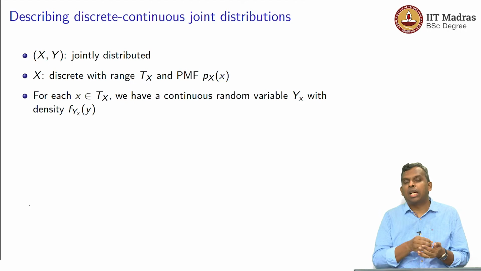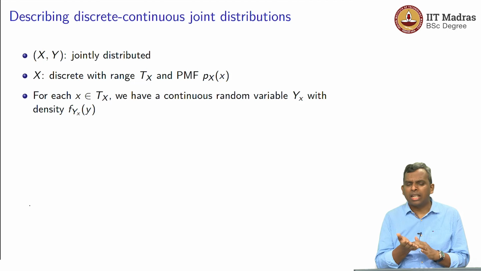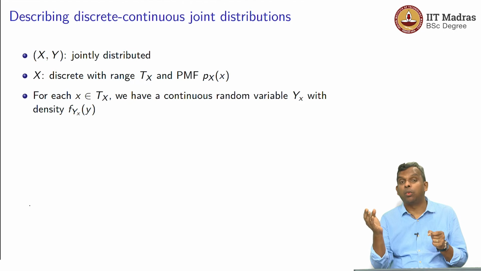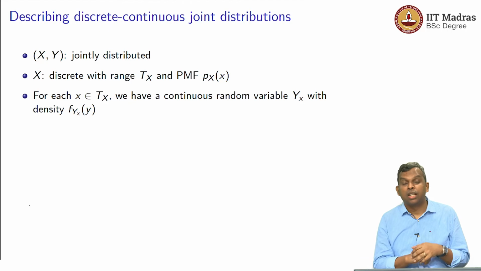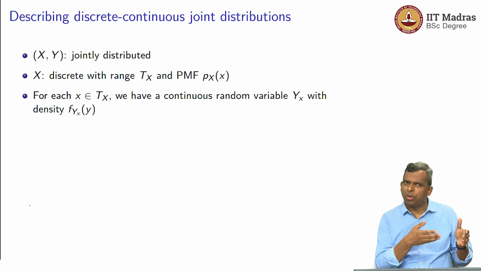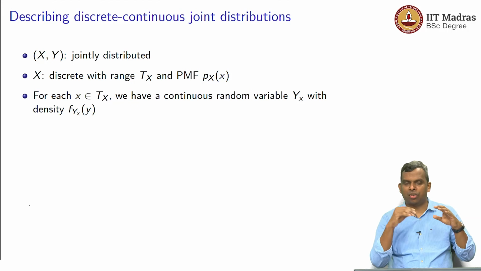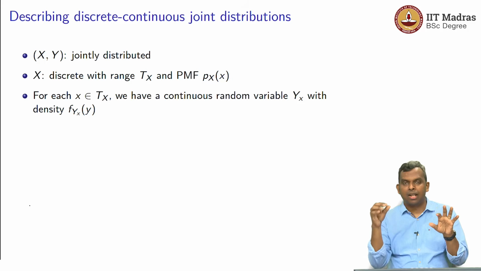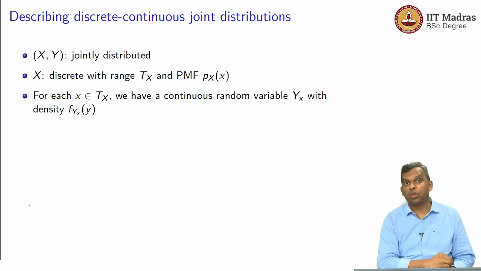For every value that X can take, every small x in the range T_X, you can actually have a continuous random variable. I'm calling it Y_x, as in if capital X were to be equal to small x, then Y would be distributed like Y_x. Okay, so you can always say that. You can go back to the iris class and the sepal width, sepal length picture that I drew there. If the class is 0, you have a certain distribution. If the class is 1, you have another distribution. If class is 2, you have another distribution, right? So you have 3 different distributions. Depending on the class, you pick one of these. That kind of a scenario is what we will assume is always available to us.